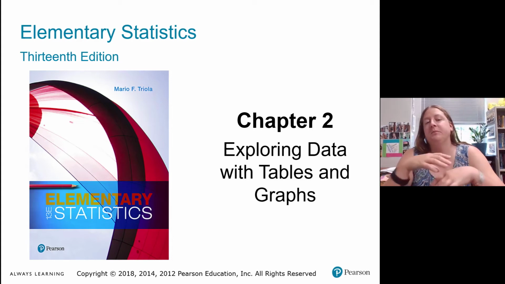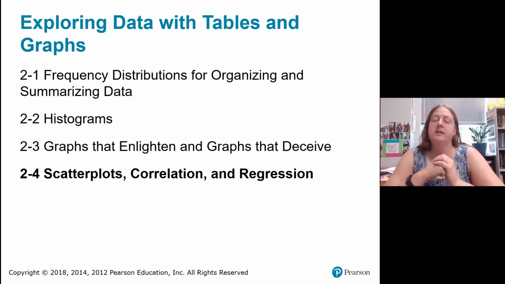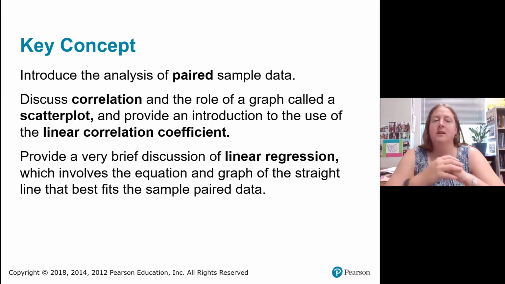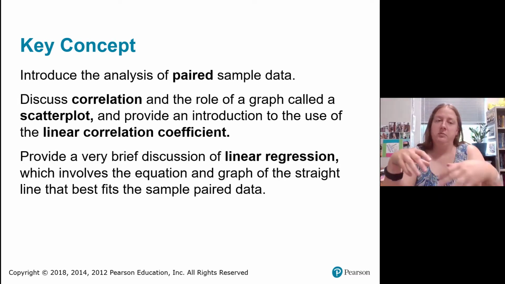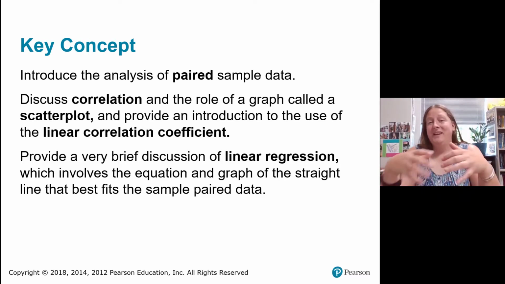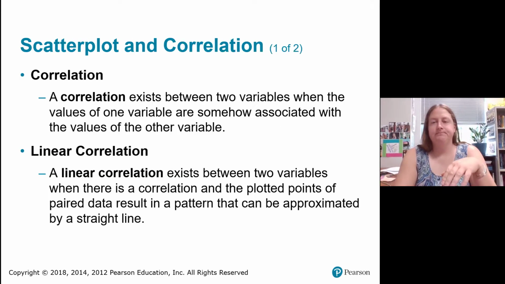We're going to finish up our exploration of data with tables and graphs by talking about scatterplots, correlation, and regression. When we have what's called paired sample data, then we can create a thing called a scatterplot, and we can also talk about this idea of correlation, or a linear correlation coefficient, which will help us with this discussion of correlation. And we also can do something called linear regression. So we're going to touch on all of those things today.